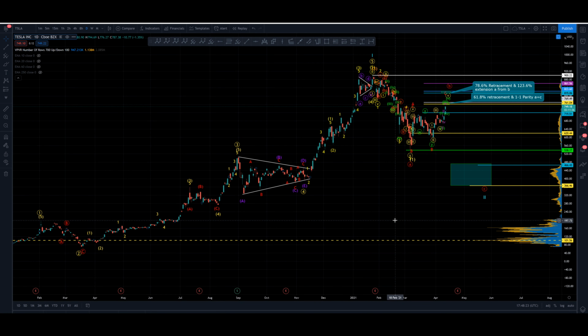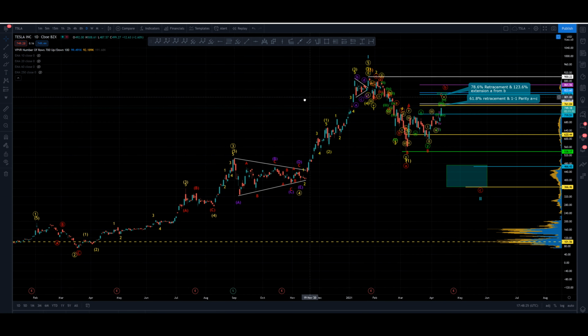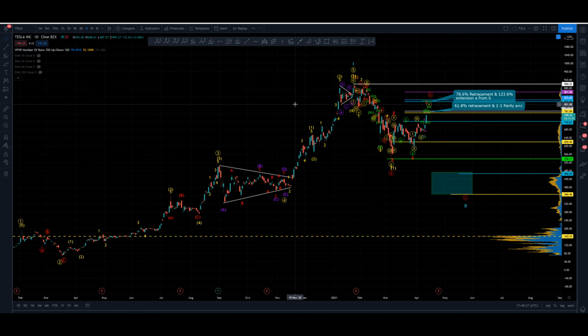For the next few minutes we're going to be looking at Tesla, and we're going to carry on with our new video format of Elliott wave analysis first and basic analysis afterwards. So what can we see here on the chart?